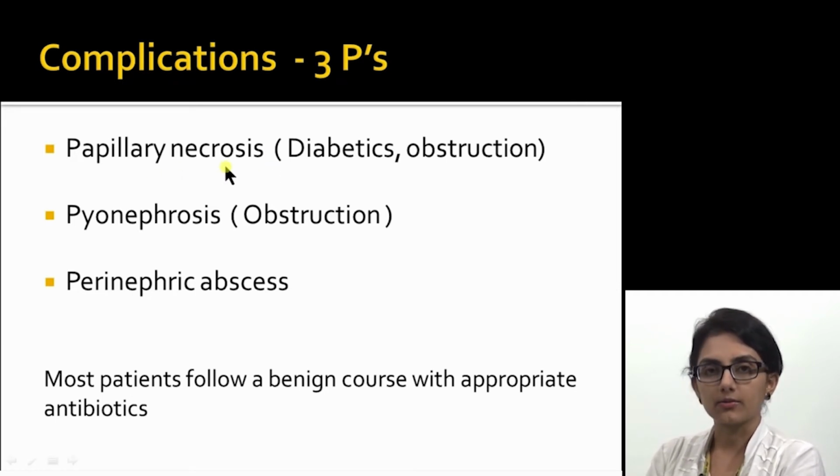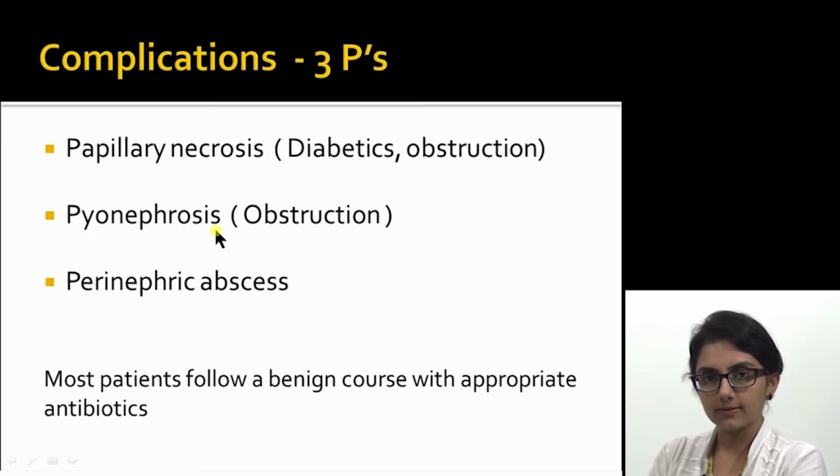The three important complications that you need to remember of acute pyelonephritis are the three P's. First being papillary necrosis, and like we had discussed in the previous lecture, the various differentials of papillary necrosis would also include analgesic nephropathy, diabetes, and obstructive uropathy, along with sickle cell anemia. Pyelonephrosis is another complication where the kidney is basically replaced by a bag of pus. That's the usual gross description. And that pus can extend into the perinephric tissue and form a perinephric abscess. So these are the three P's which represent complications of acute pyelonephritis.